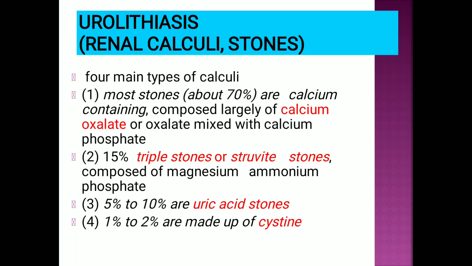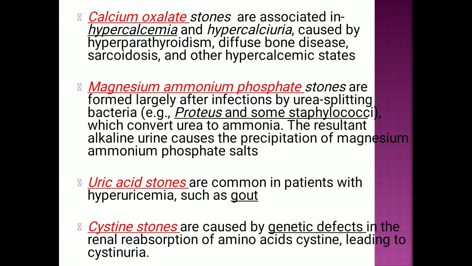Urolithiasis. There are 4 main types of calculi. Most stones are calcium containing, composed of calcium oxalate or oxalate mixed with calcium phosphate. 15% are triple stones or struvite stones composed of magnesium, ammonium, and phosphate. 5 to 10% are uric acid and 1 to 2% are made up of cysteine.